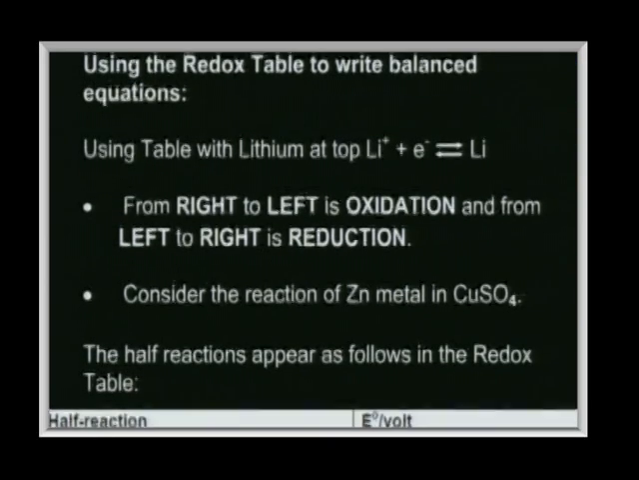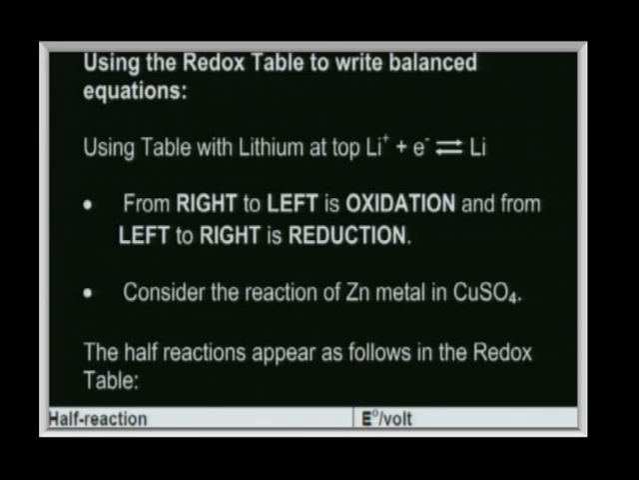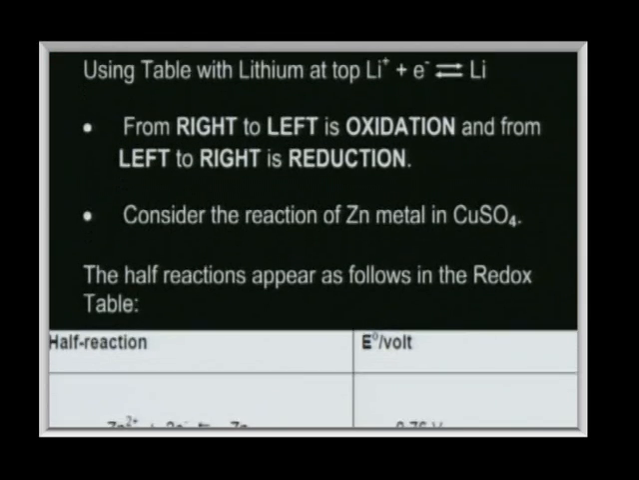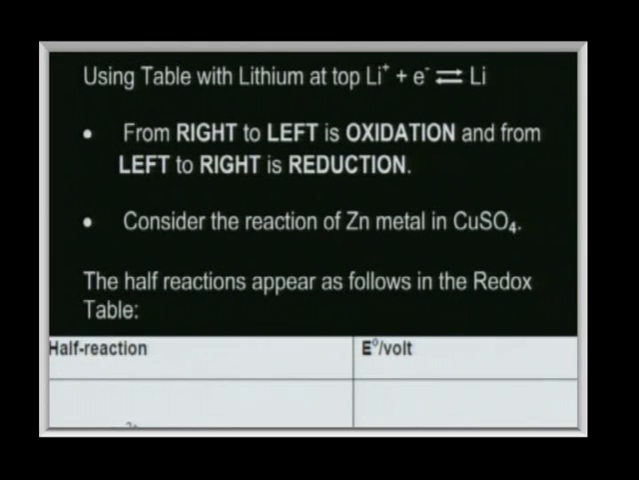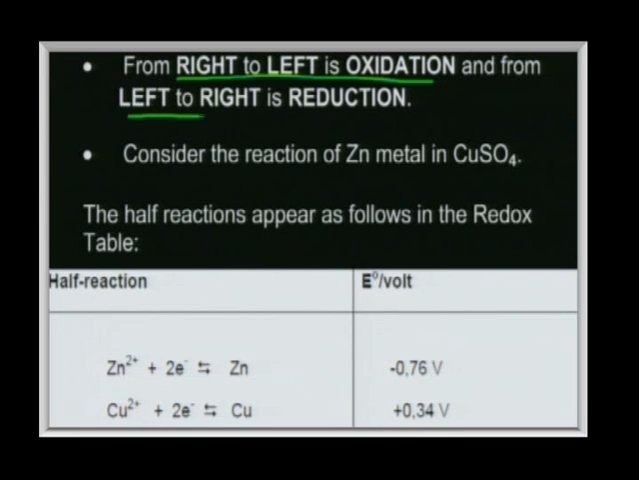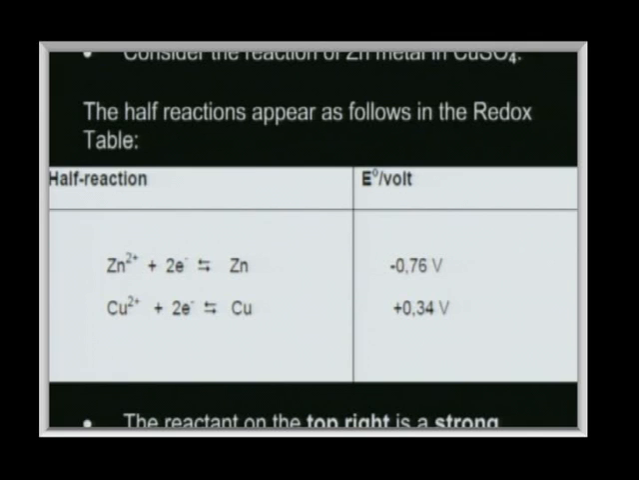Now, when we use the redox table, and we're going to use Table 4B over here, just so that you guys can remember, we're going to extract a couple of examples for us to work with. We are going to work with the one that has lithium at the top, which is 4B, as I said. When we read it from right to left, it is going to be an oxidation half reaction. And when we read it from left to right, it is going to be the reduction half reaction.